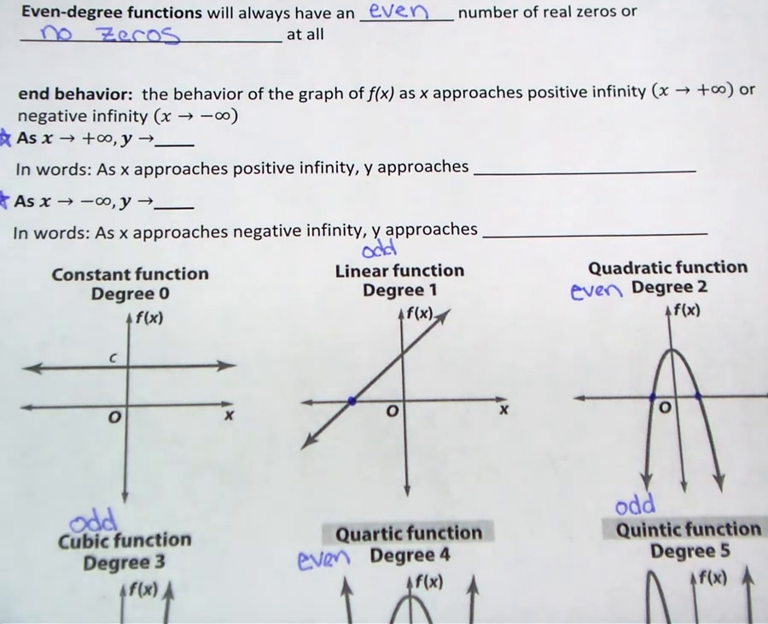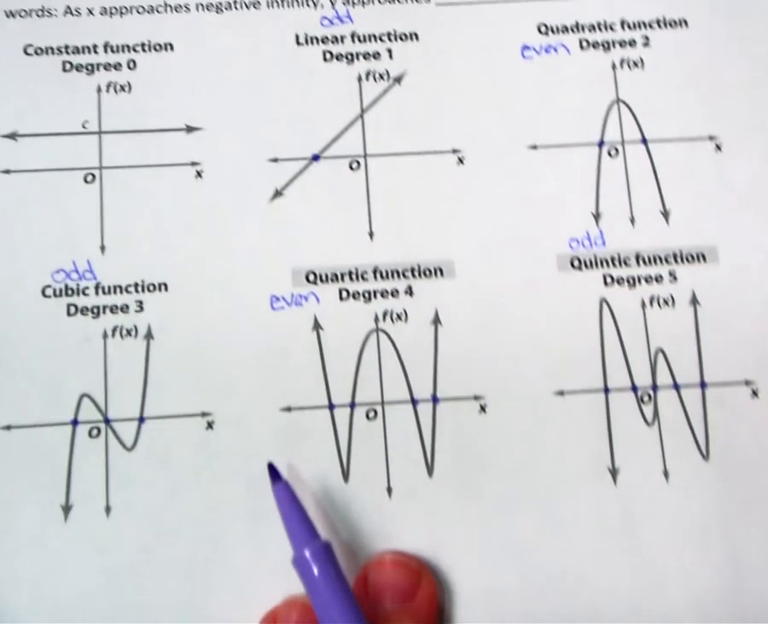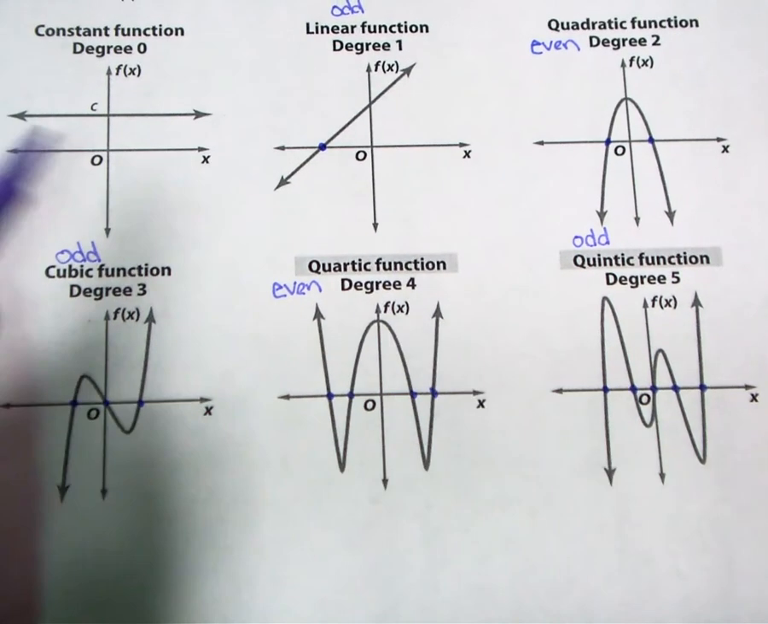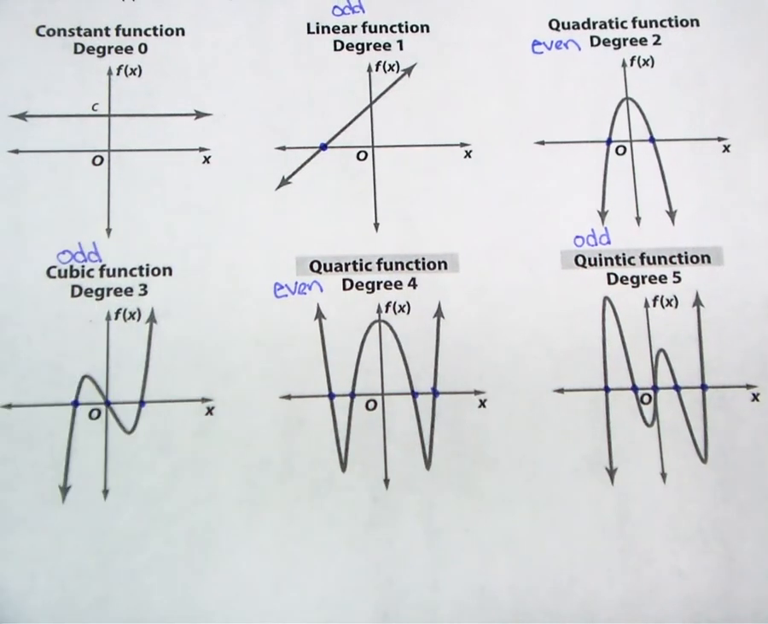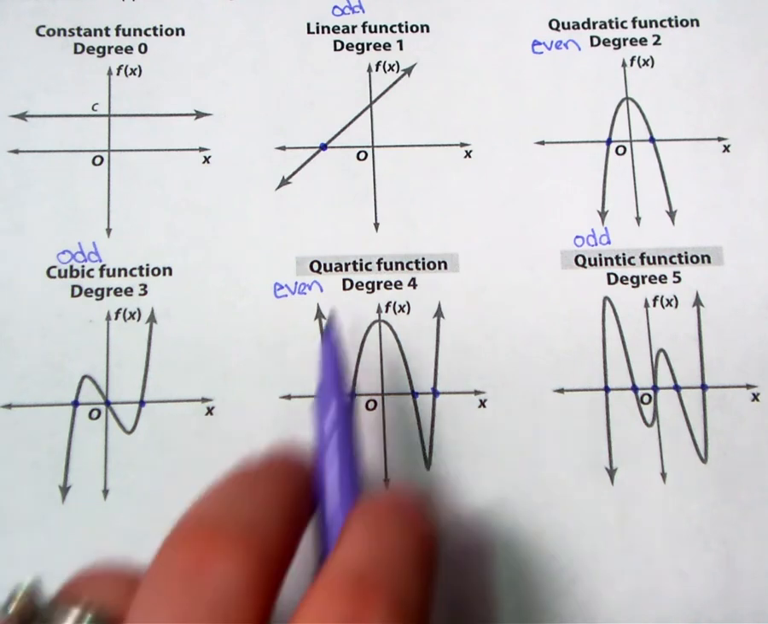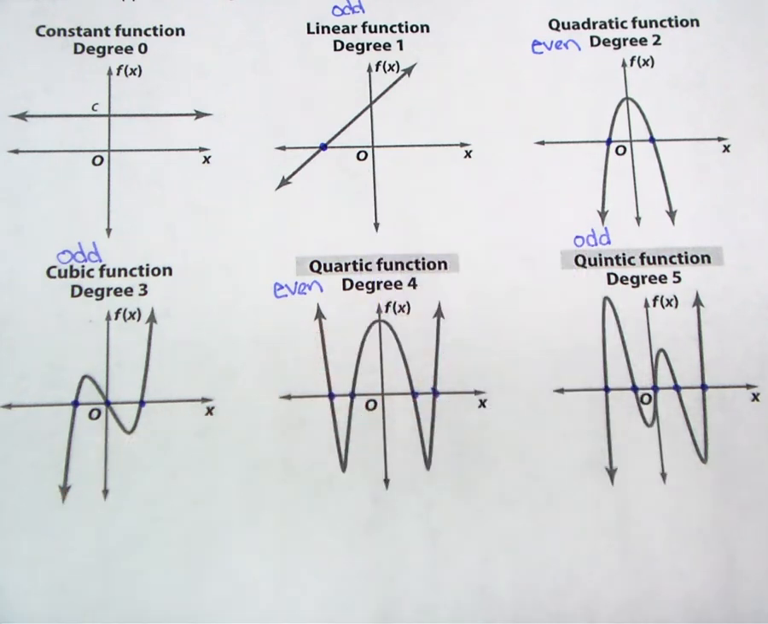So I'm going to go through the 5 functions at the bottom that we're going to talk about, not the constant one, because it does a little different. You can say end behavior for it, but in the interest of time. And we're going to write out what would be the end behavior for each of those. And let's see if we can come up with any sort of generalization for even and odd degree functions.